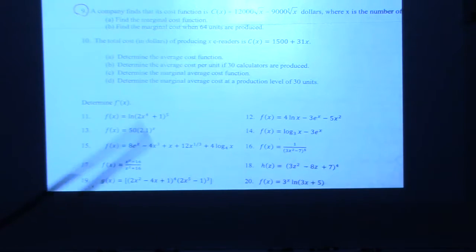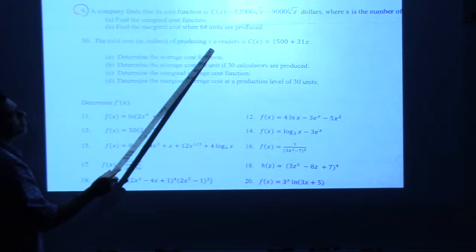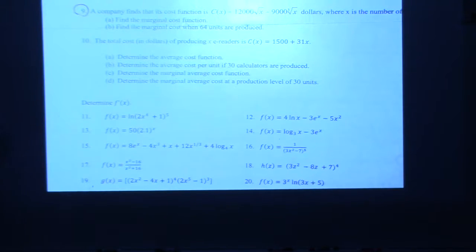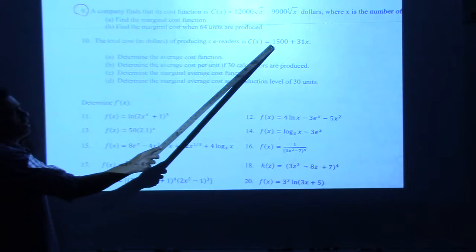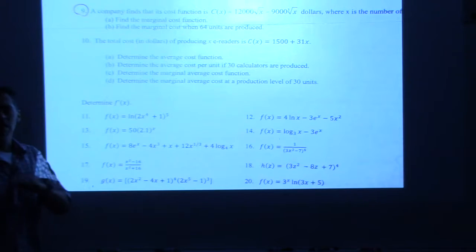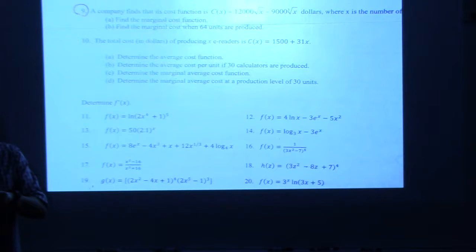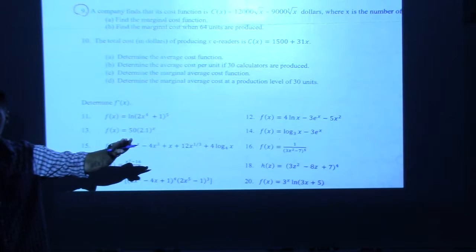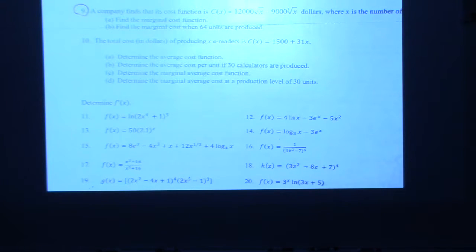Number 10. Total cost in dollars of producing x e-readers is this linear function. Determine the average cost function. How do you find the average cost function? Careful. The average cost function is where you take the cost function and divide it by x, which creates a new function. And then the marginal average, let's put number 10 on here.